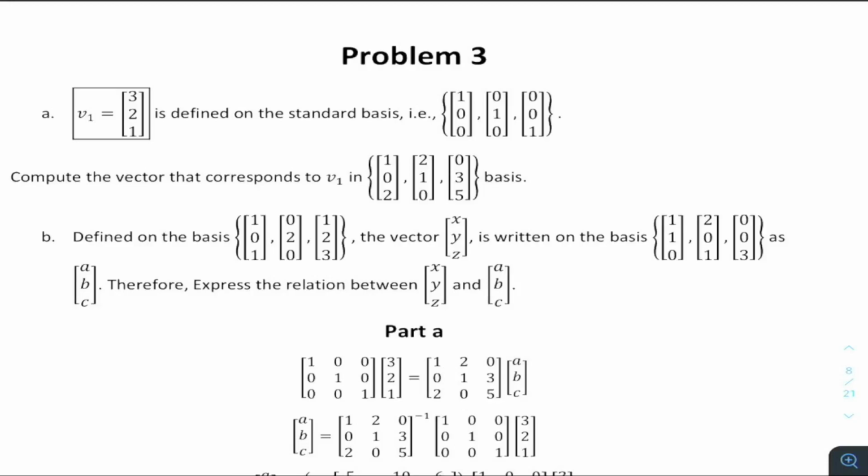Hey everybody, let's focus on this simple linear algebra example. This is a simple problem that focuses on the change of basis subject in linear algebra. Here, this is a given vector. This is defined on the standard basis.